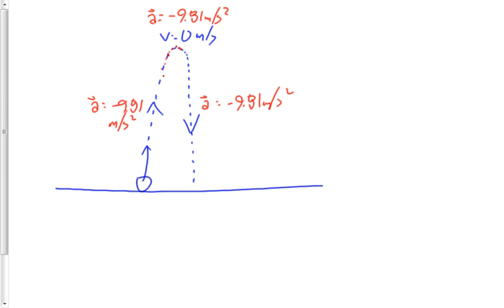The acceleration from the time it leaves your hand is negative 9.81 till the time it comes back down and hits the ground. Its velocity changes. It is going fast here. It slows down. It stops. It speeds up and goes fast again. The velocity changes, but the acceleration remains 9.81 meters per second squared.